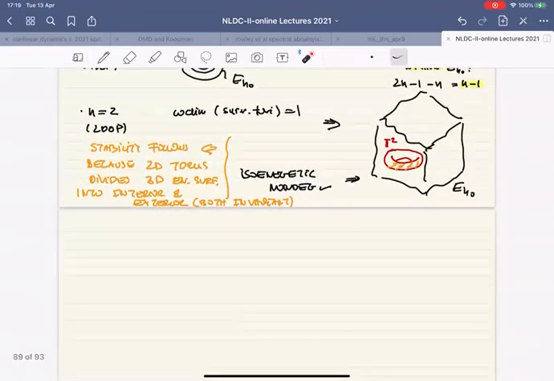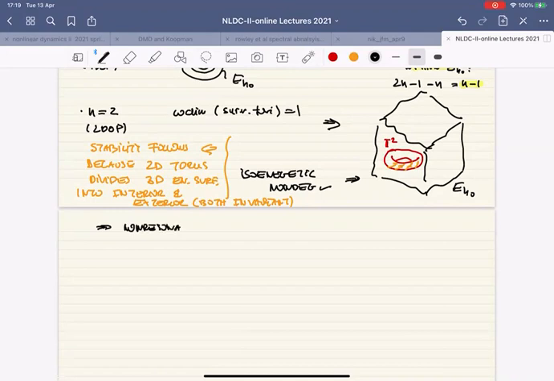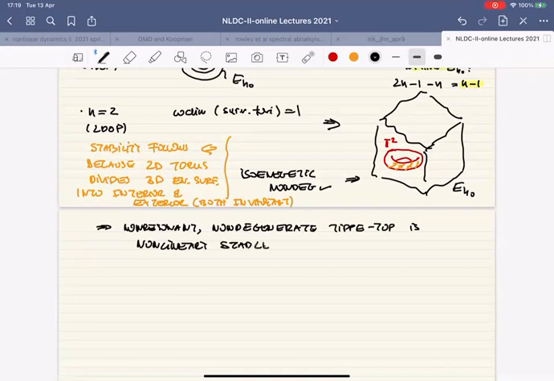So a consequence of that is that a non-resonant, and I will just say non-degenerate, tippy top is non-linearly stable in the absence of dissipation.